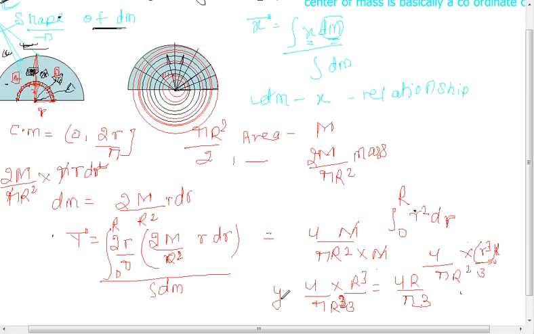And what is the x coordinate? The x coordinate of the center of mass will be 0, because it is 0 into dm, so this will be 0. You may also determine with the help of circular symmetry that this center should be the center of mass.